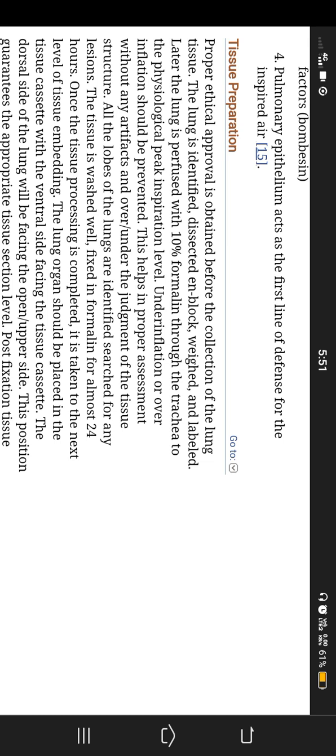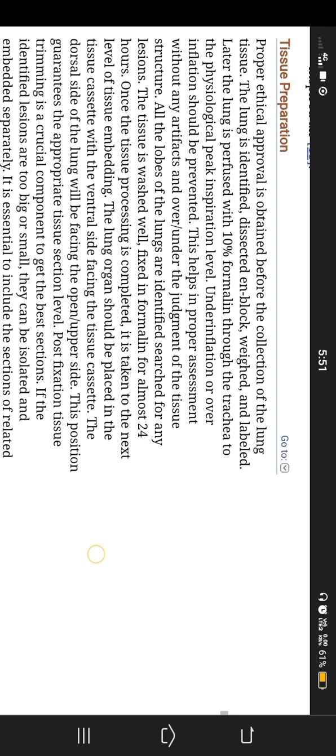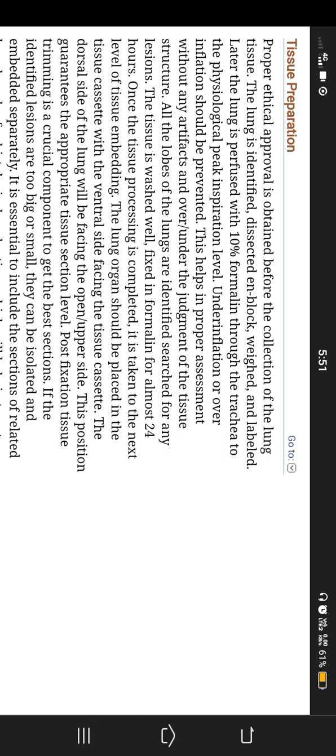Underinflation or overinflation should be prevented. This helps in proper assessment without any artifacts and over or under judgment of tissue structure. All the lobes of the lungs are identified and searched for any lesions. The tissue is washed well and fixed in formalin for at most almost 25 hours.